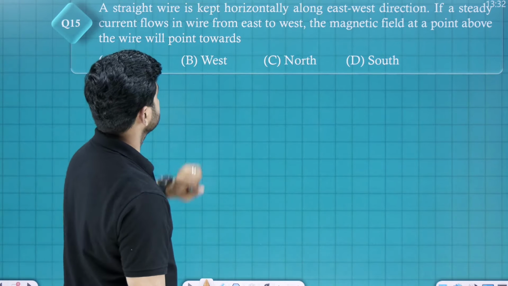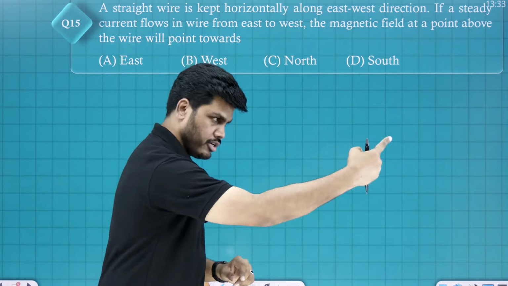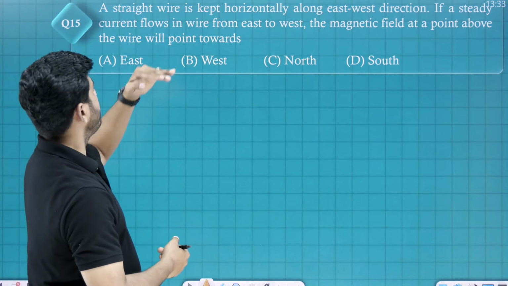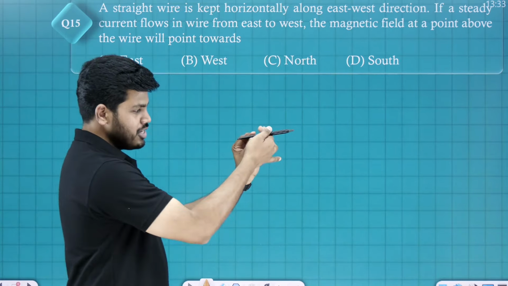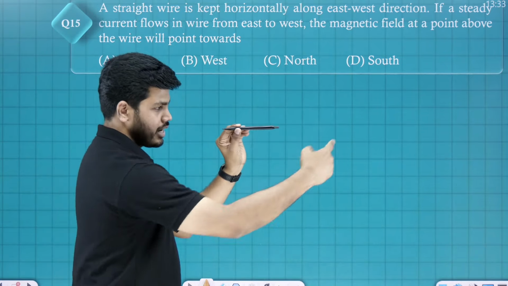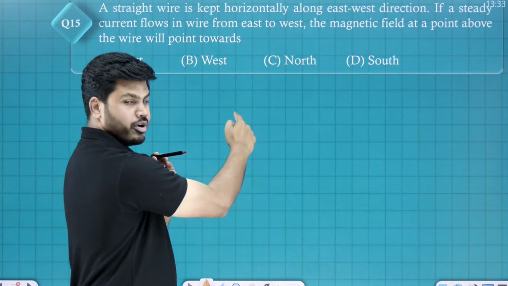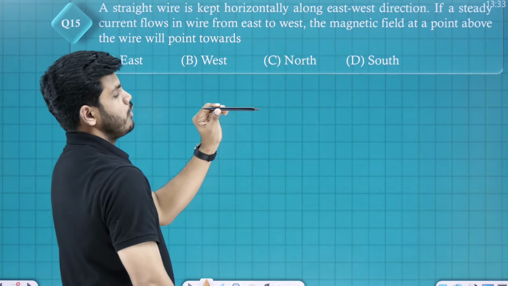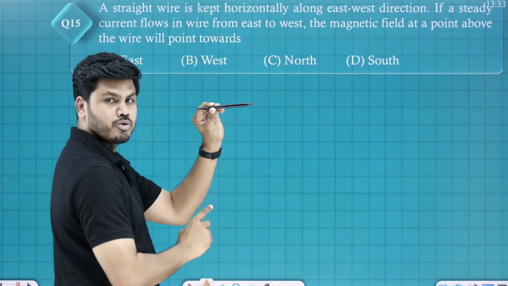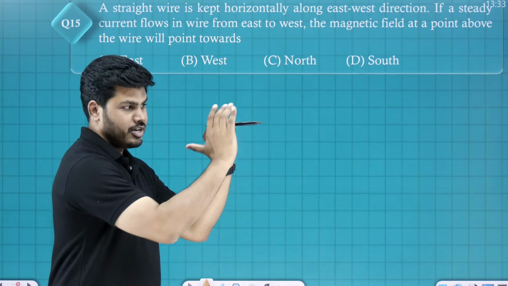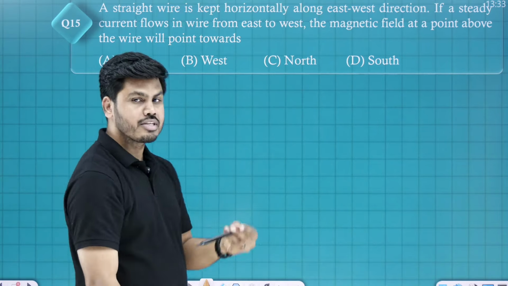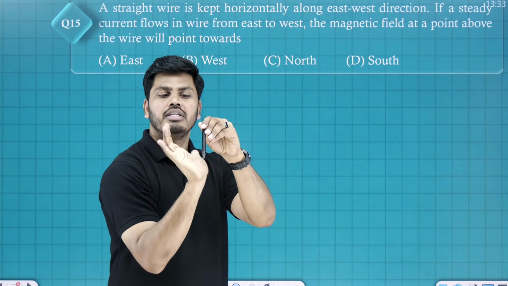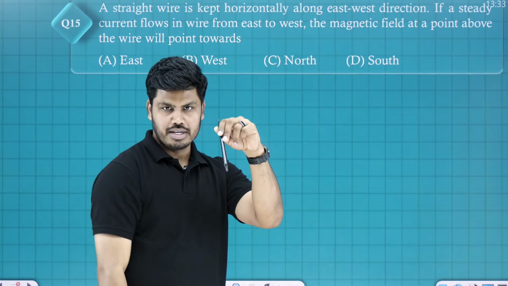If the steady current flows in the direction from east to west, yes, current is flowing in the same direction, east to west. The magnetic field at a point above the wire: if this is your conductor, the wire, current is flowing in this direction, this is our north, we already fixed, east, west, current is flowing from east to west. Now, how will we find the direction of magnetic field due to a current carrying straight conductor? Right hand thumb rule, right? So we have to hold this conductor with our right hand, stretching the thumb along the direction of the current. Then these 4 fingers give us the direction of magnetic field.